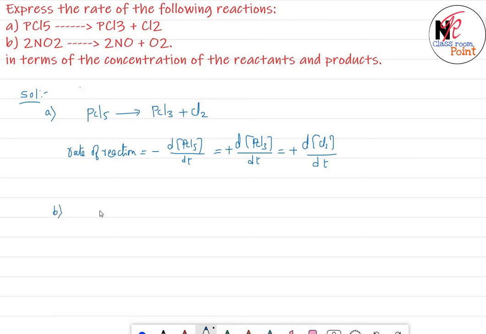Now let's go for the second sub question. The given sub question is 2NO2 gives 2NO plus O2.